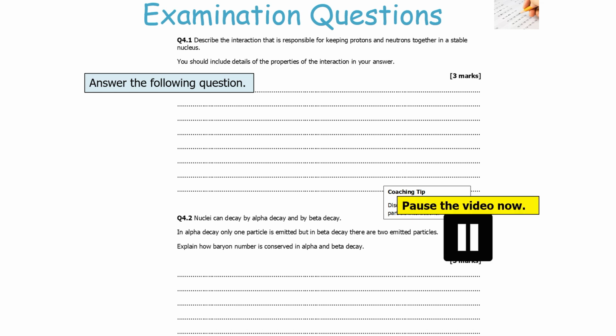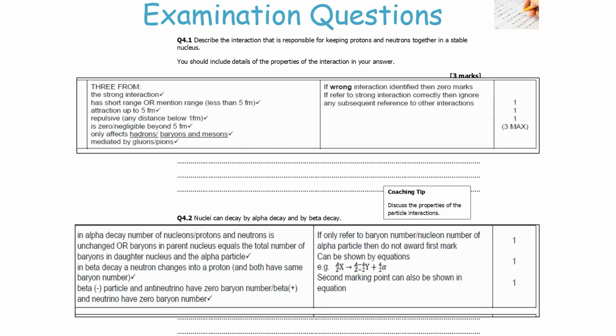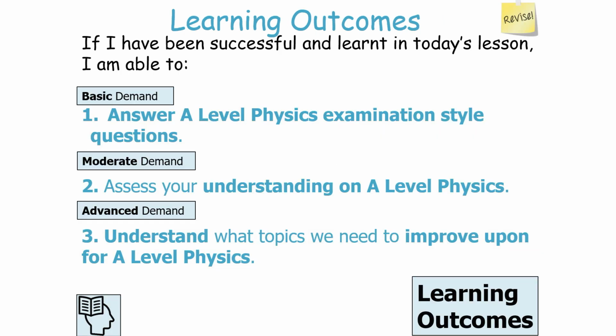So you've got to remember this idea of your strong interaction, and you've got to remember the idea of alpha and beta decay. Right, so in this revision session, hopefully if we've been successful and we've learned in this revision session, we can answer A-level physics examination style questions. We can assess our understanding on A-level physics, including particles and radiation. And finally, we can understand what topics we need to improve upon for AQA A-Level Physics.